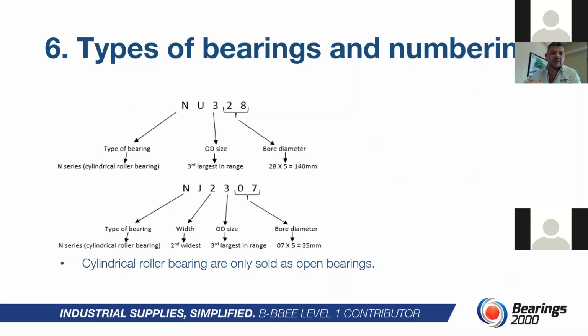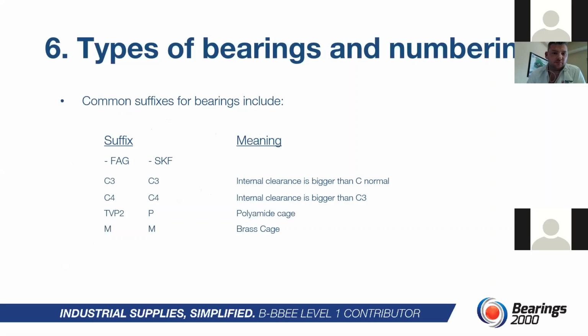Having a look at the suffixes, C3 again indicates the internal clearance is bigger than C normal. C4, which is also quite common, indicates the internal clearance is bigger than C3. TVP2, or in SKF's instance, the P will indicate a polyamide cage, and M, the brass cage.